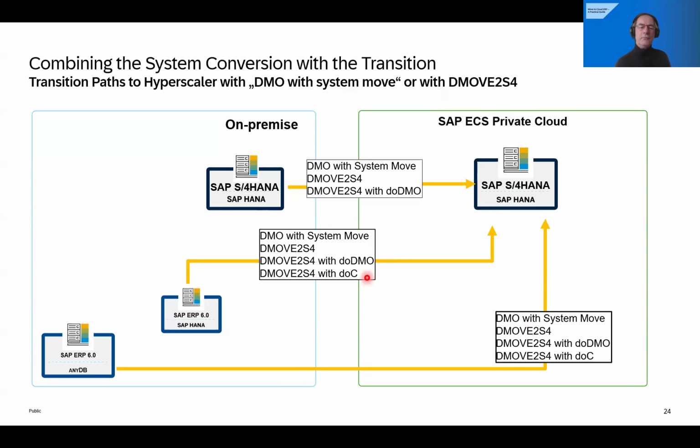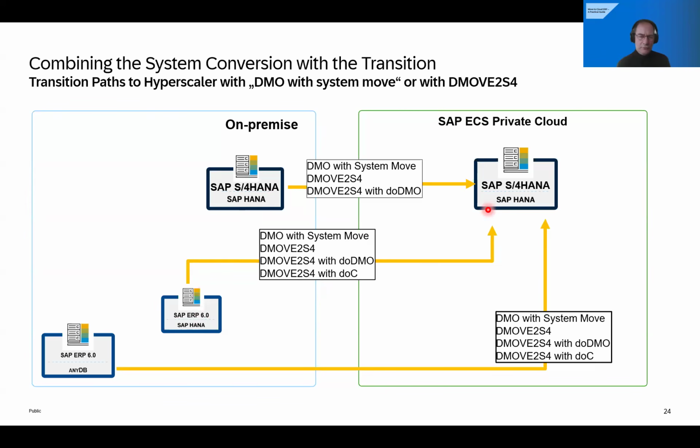For those cases, even if required with those downtime optimization techniques, so downtime optimized DMO or downtime optimized conversion. But downtime optimized conversion is not required if the source is already on SAP S/4HANA, because we have not those data conversions like in the conversion case from ERP to SAP S/4HANA.